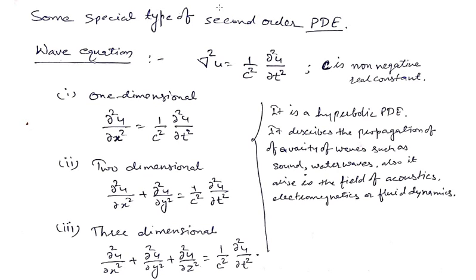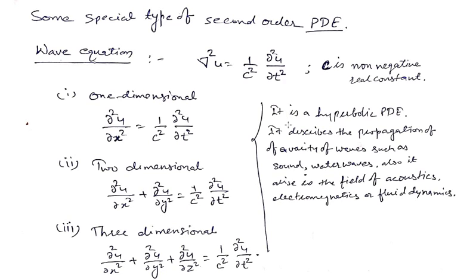Hello students, in this video we discuss some special kinds of second order partial differential equation. These are first the wave equation, then we study the heat equation and the Laplace equation. The general wave equation is given by del 2 u equals 1 by c square del 2 u upon del t square. Here c is a non-negative real constant.